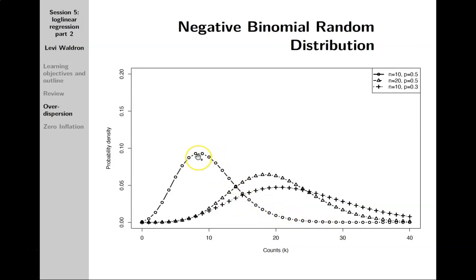So this one with the circles here, this is n equals 10 and p equals 0.5. And then I'm comparing to that n equals 20 and p equals 0.5. You can see how that's just shifted the mean to the right. And then in this third one here, where I've decreased the probability to 0.3, I've increased the overdispersion of it. So in addition to being able to modify the mean, I'm able to modify the dispersion in this distribution.